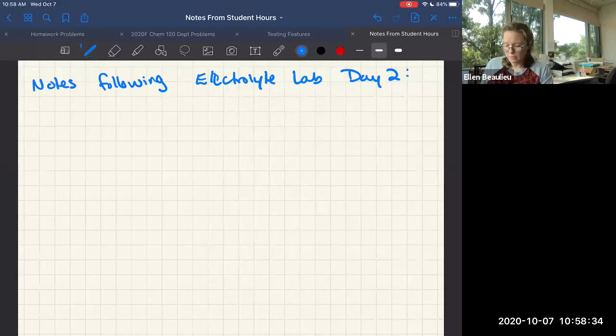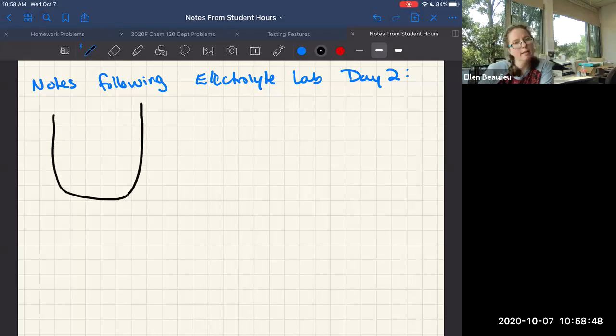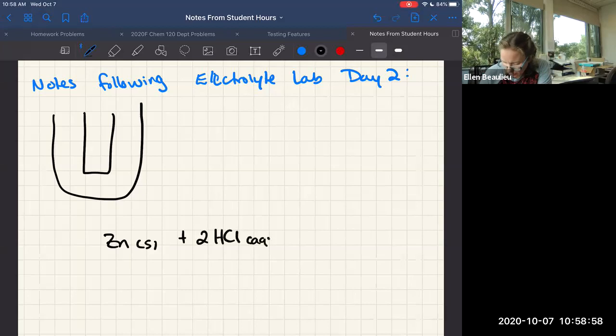I wanted to give you a little feedback on what I saw in grading your papers for the electrolyte lab day 2. The biggest area where I saw problems with your papers was in connecting the drawings that relate to zinc metal reacting with different acids. Most of you had the equations correct. So in the first example, zinc is reacting with hydrochloric acid.